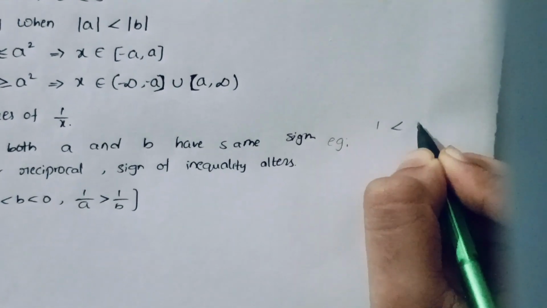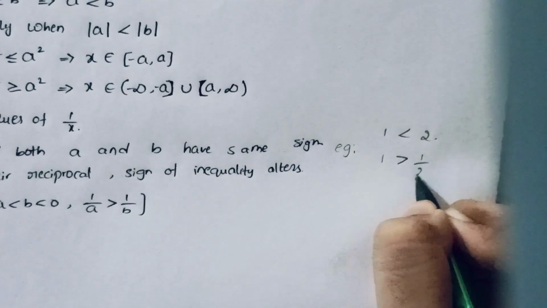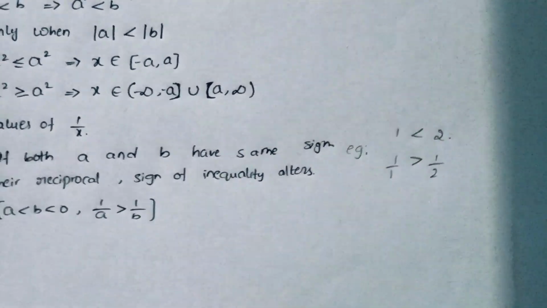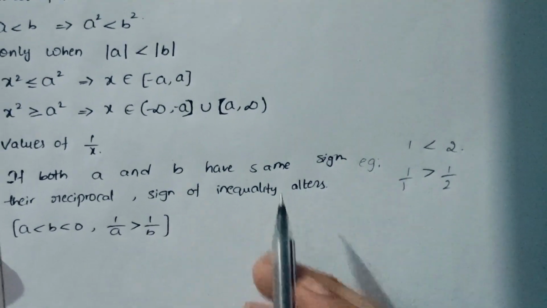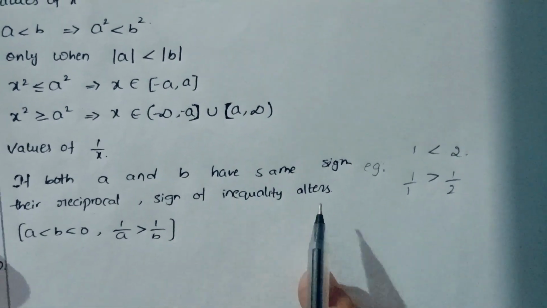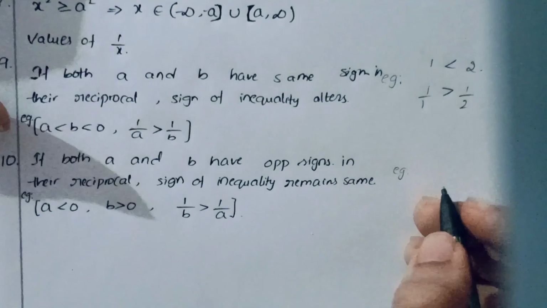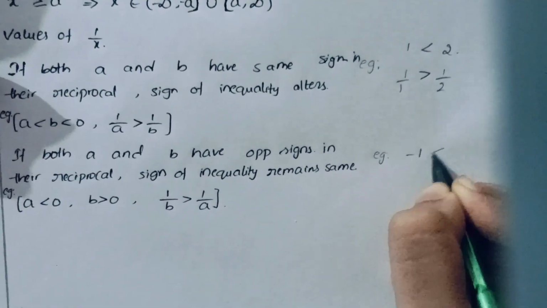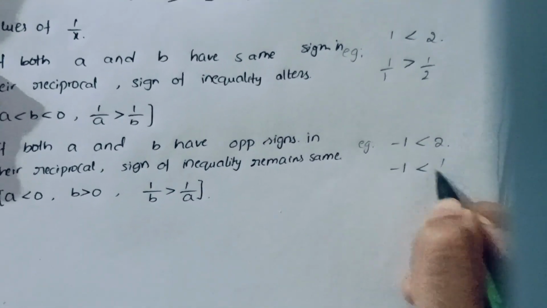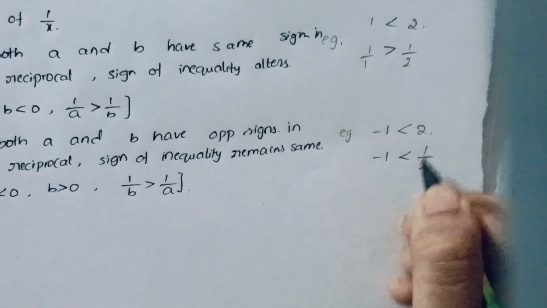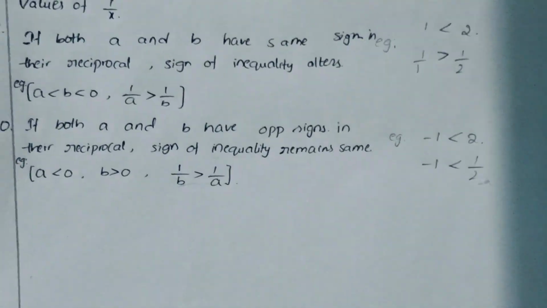Let us see an example here to prove the statement. 1 is less than 2, 1 is greater than 1 by 2, right? Like reciprocal, simple. In the same way, vice versa, if a and b have different or opposite signs, the sign of inequality remains the same. Let us look at an example here. Minus 1 is less than 2, right? Here during the reciprocal, minus 1 is less than 1 by 2. Of course, it's the correct statement. So there will be no change in the inequality sign.